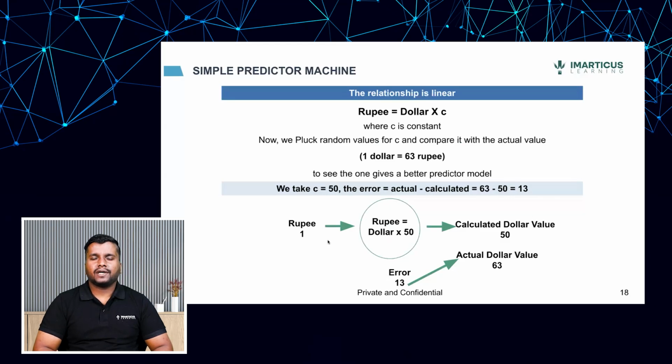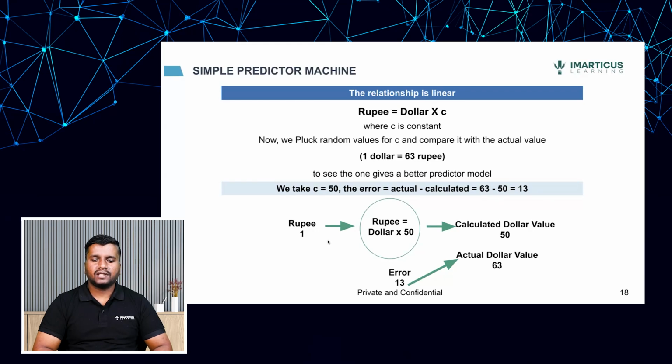As we are talking about the rupee and dollar conversion, there will be a multiplication factor associated with this predictor. We can see a linear relationship between the dollar and rupee conversion, where C is that constant. As you can see, rupee is equal to dollar into C. As C is constant, we plug in random values for C and compare it with actual values. So $1 is equal to 63 rupees.